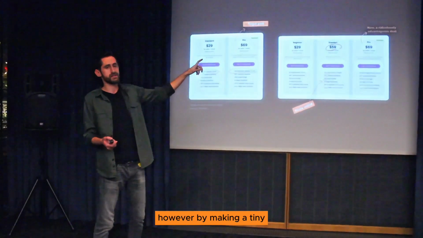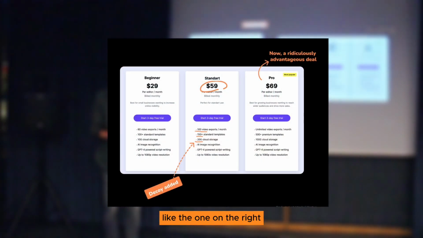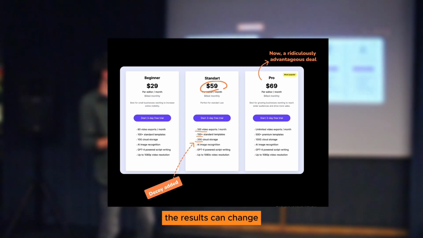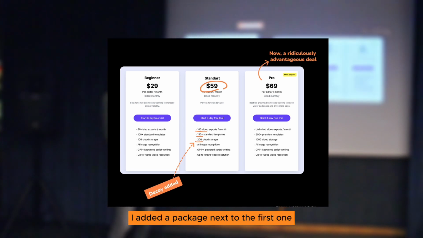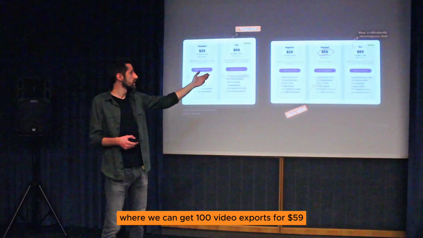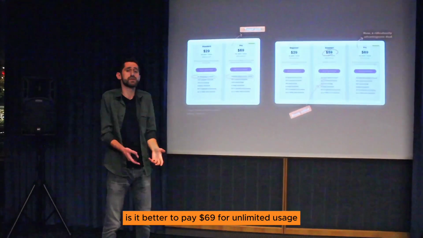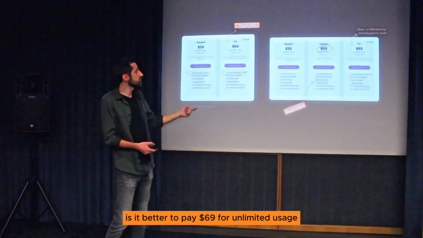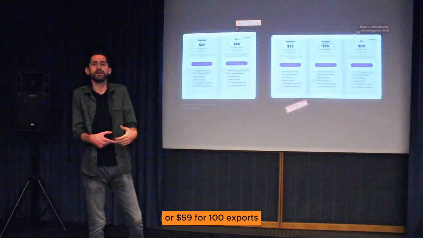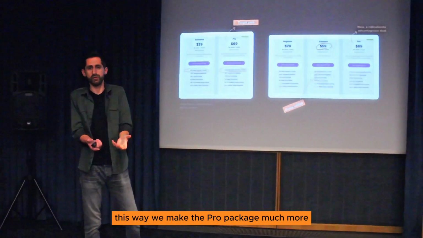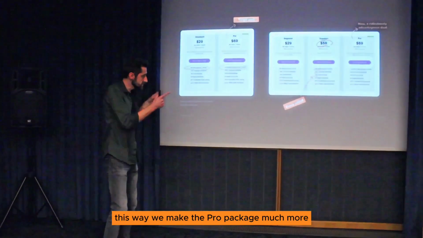However, by making a tiny nudge to the pricing and designing it like the one on the right, the results can change. I added a package next to the first one, where we can get 100 video exports for $59. Is it better to pay $69 for unlimited usage or $59 for 100 exports? This way, we make the Pro package much more advantageous.